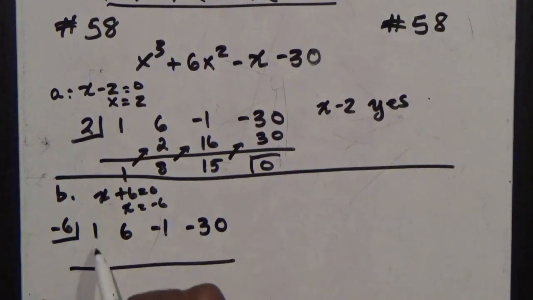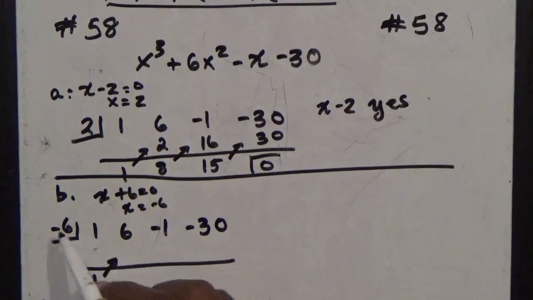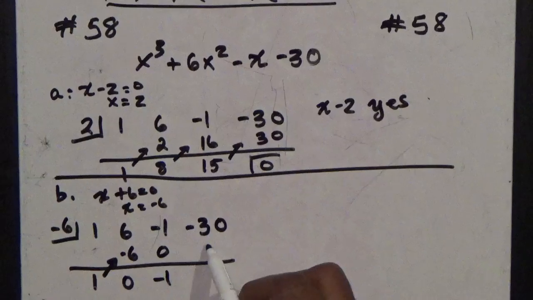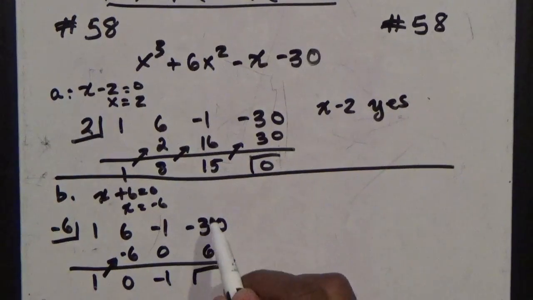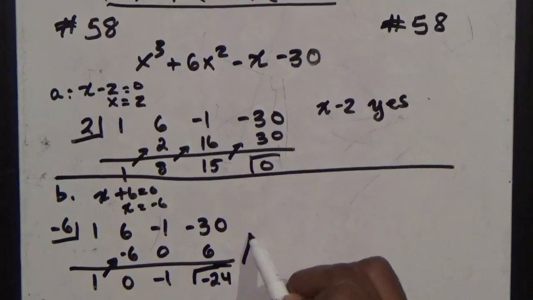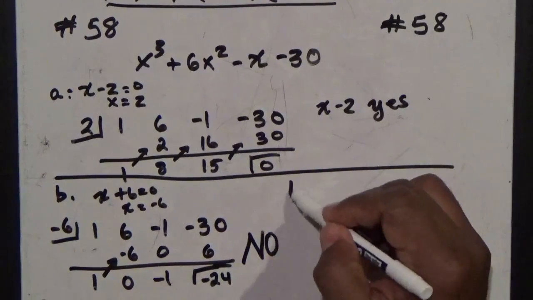I bring down my 1 as I multiply times this number, -6. I get -6. I add, I get -1. Multiply by -6 again, and that's going to give me 6. So I add these, and this gives me -24. So that is a big fat no.